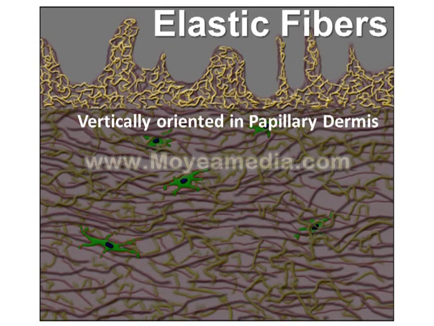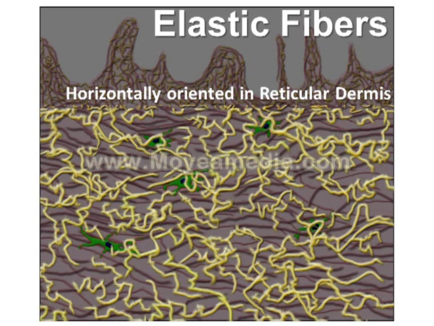Within the papillary dermis, the elastic fibers have a vertical orientation. In the reticular dermis, they have more of a horizontal orientation, although they form a three-dimensional network that in two-dimensional cuts appears somewhat fragmented.